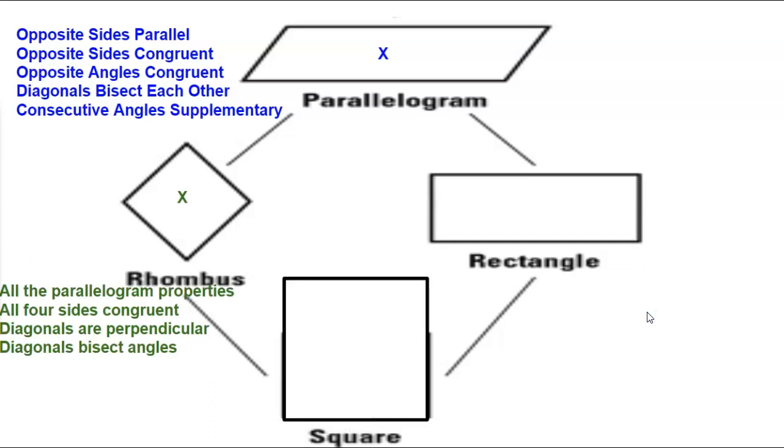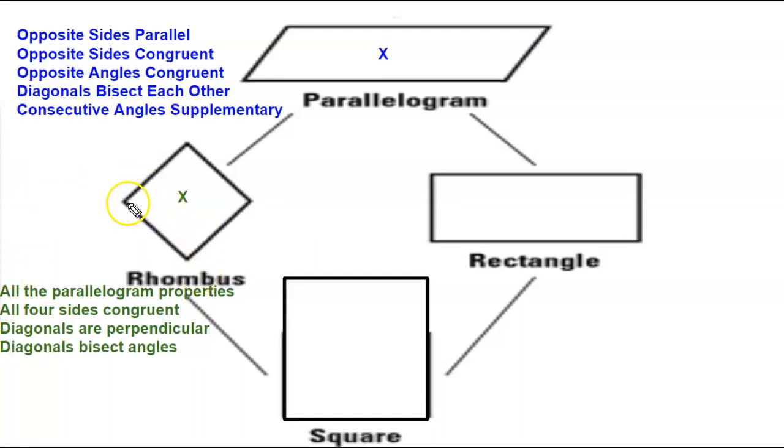The rhombus has all of the properties of a parallelogram because it is a parallelogram. But it also has all four sides congruent. That's what makes it a rhombus. All four sides have the same length. Because of this, the diagonals turn out to be perpendicular to one another, and the diagonals bisect their angles. In class, you wouldn't have just been given this information, but we would have tried to figure it out by looking at and playing with the shapes.